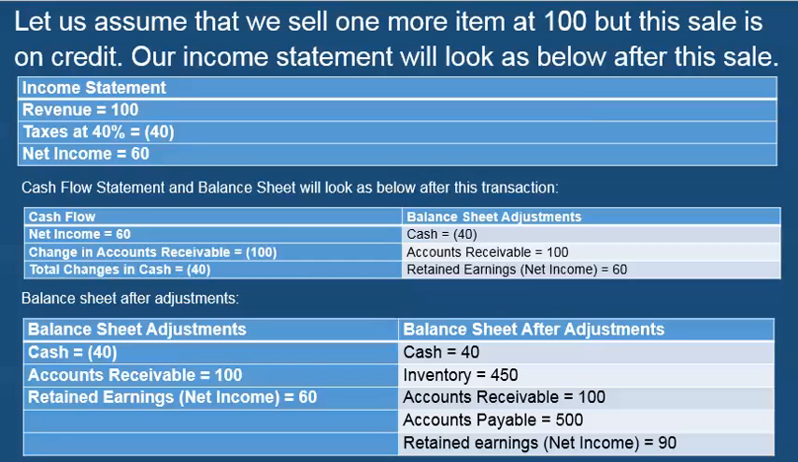Cash flow statement and balance sheet will look like as below after the above transaction. Net income is equal to 60. Change in accounts receivable is negative 100. Total change in cash is negative 40. Balance sheet adjustments look like cash equals negative 40. Accounts receivable is 100. Retained earnings equals 60. So our adjusted balance sheet looks like cash equals 40. Inventory equals 450. Accounts receivable is 100. Accounts payable is 500. And retained earnings will be 90.